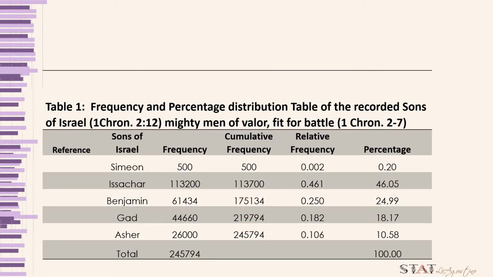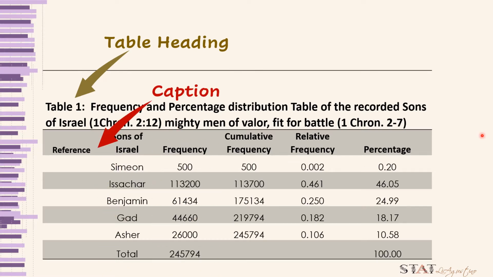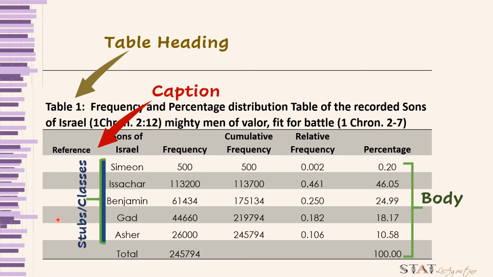So let's look for the parts of the statistical table. In this area, we have here the table number. It is called the table heading. And then we have here in this column what we call the caption, say the reference, and then we have here the body. Each cell contains information, and this is called the body. And then in this area, we call this the stubs, classes, or categories, the sons of Israel.